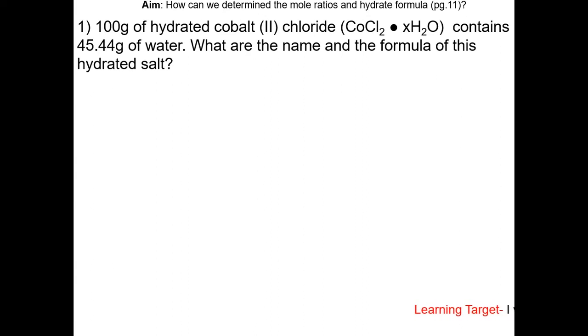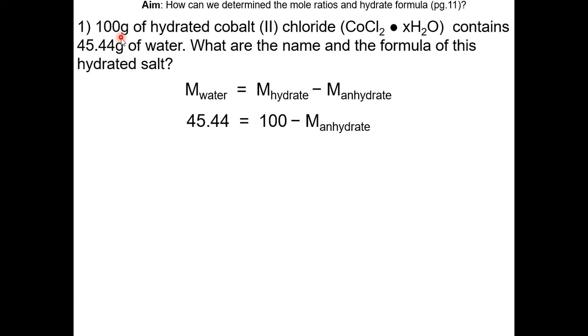So the first step is to figure out what information we're given. We're given the mass of hydrate and the mass of water. So our first step is to figure out the mass of the anhydrate. This is the equation. The mass of water is 45.44 grams. The mass of the hydrate is 100 grams. So the mass of the anhydrate will be 54.56 grams.